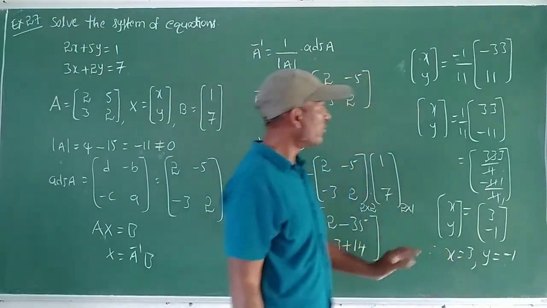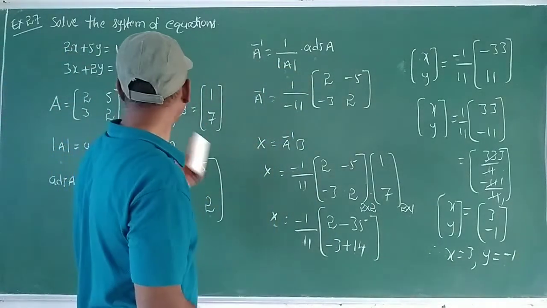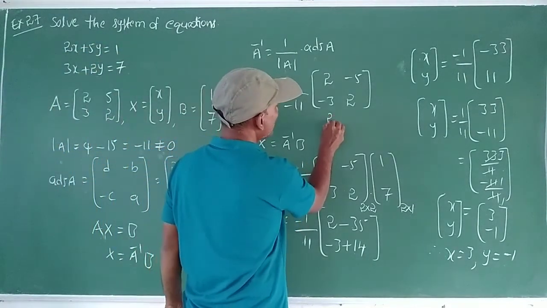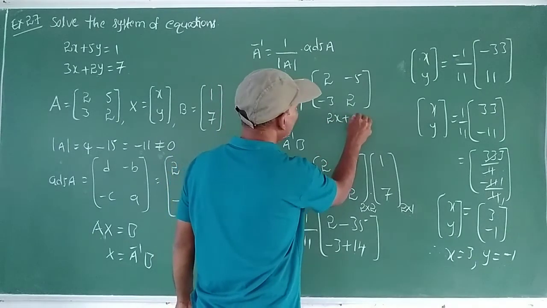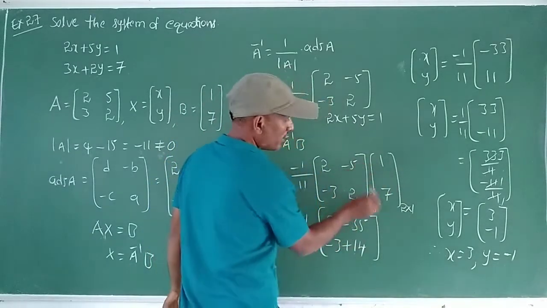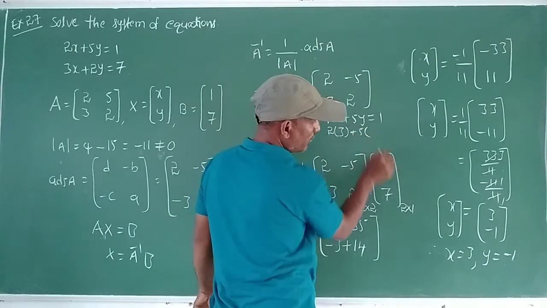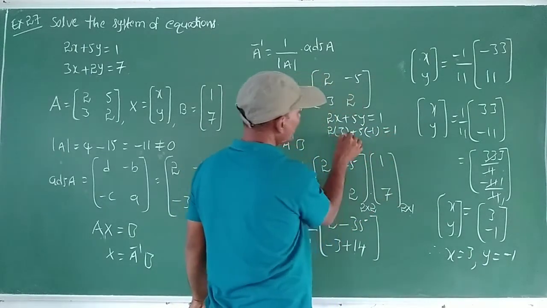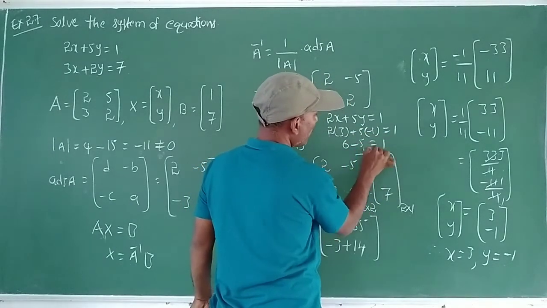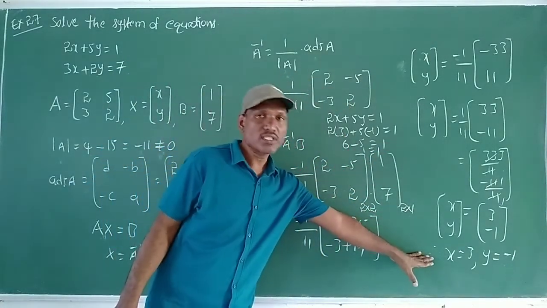Okay, verification. Substitute into any equation, both sides are equal. Take 2x plus 5y equal to 1. Here, substitute the x value and y value. x value 3: 2 into 3 plus 5 into minus 1 equal to 1. 2 times 3 is 6, plus 5 into minus 1 is minus 5. 6 minus 5 is 1, so 1 equal to 1. Verification done. So this answer is correct.